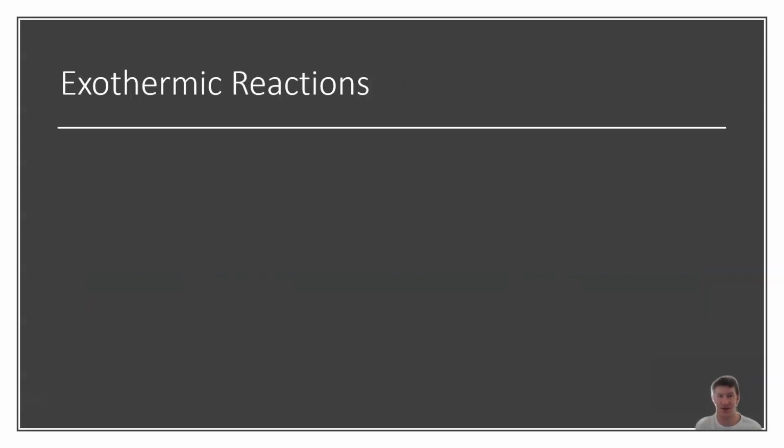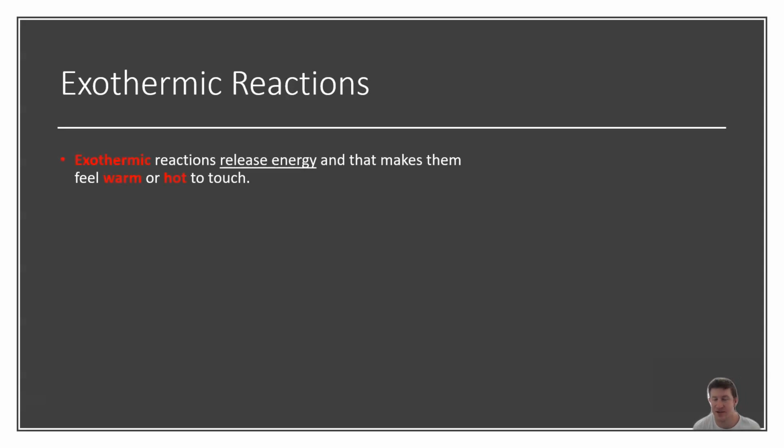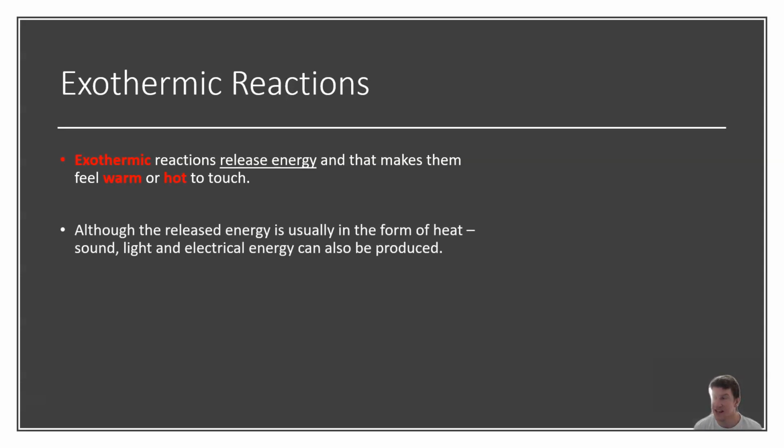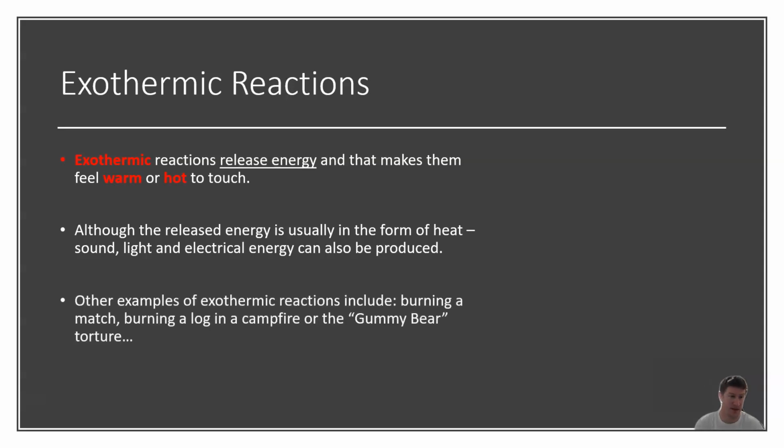Let's look at some exothermic reactions. This means it releases energy, which makes them warm or hot to touch. Although the released energy is usually in the form of heat, sound, light, and electrical energy can also be produced. It doesn't just have to be heat. We will see some reactions where huge amounts of light and sound are given off, and we can also create chemical reactions that produce electricity.